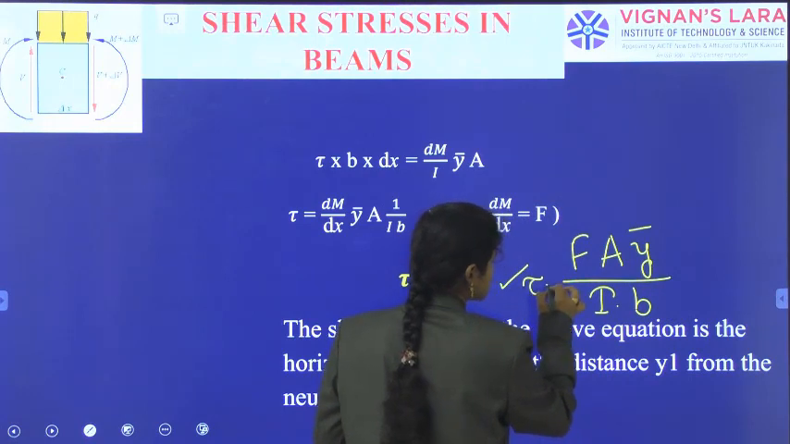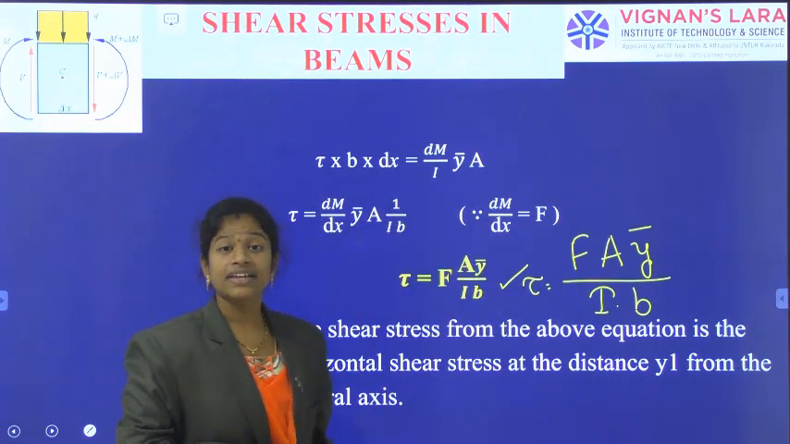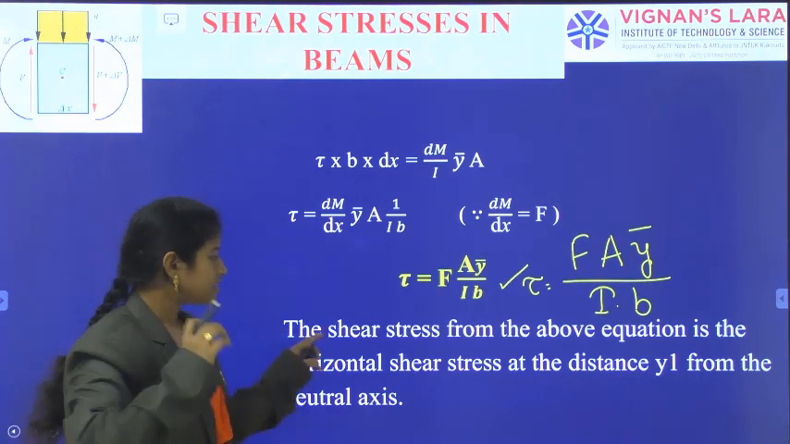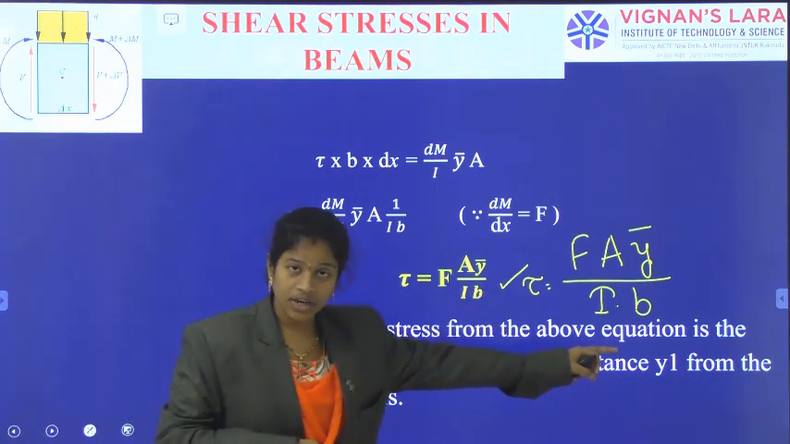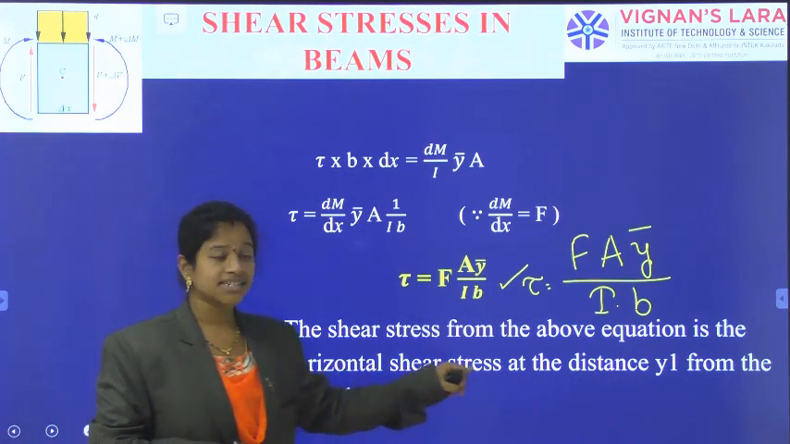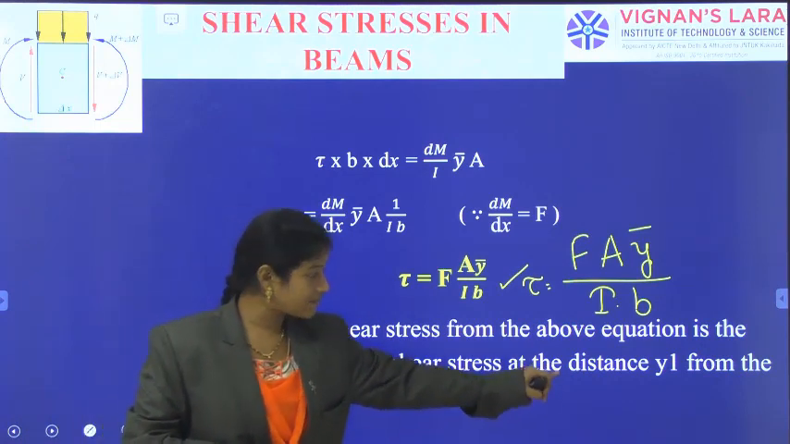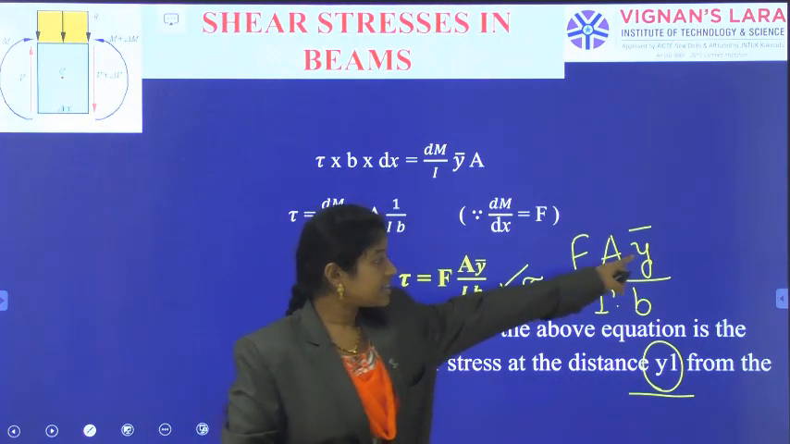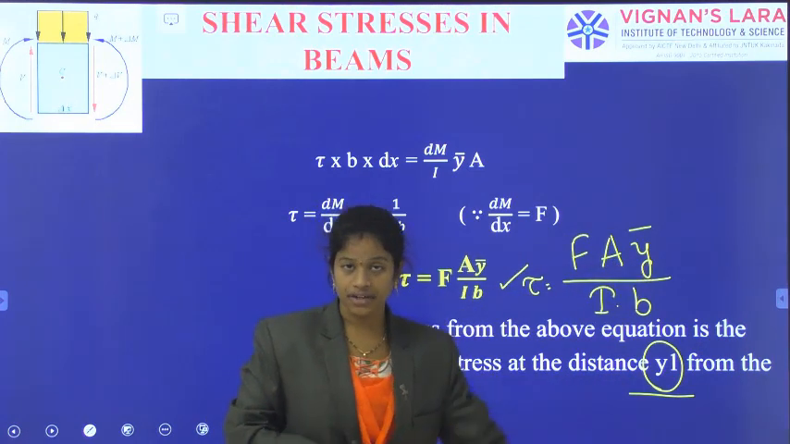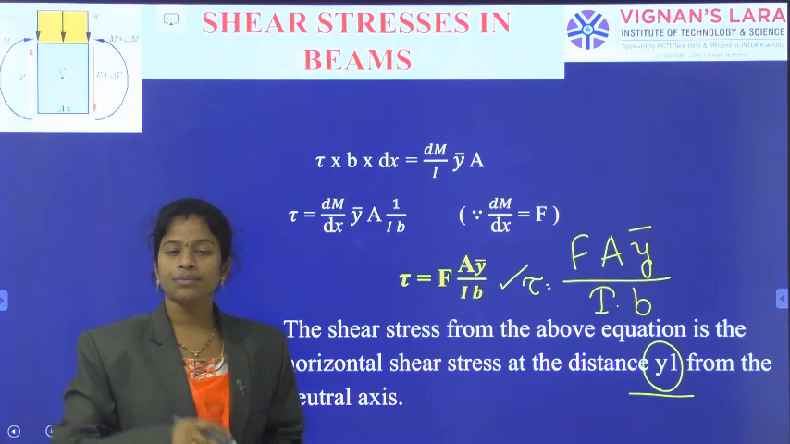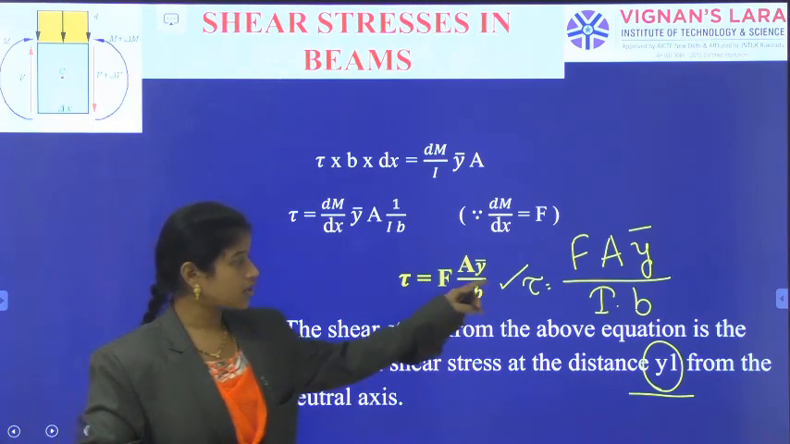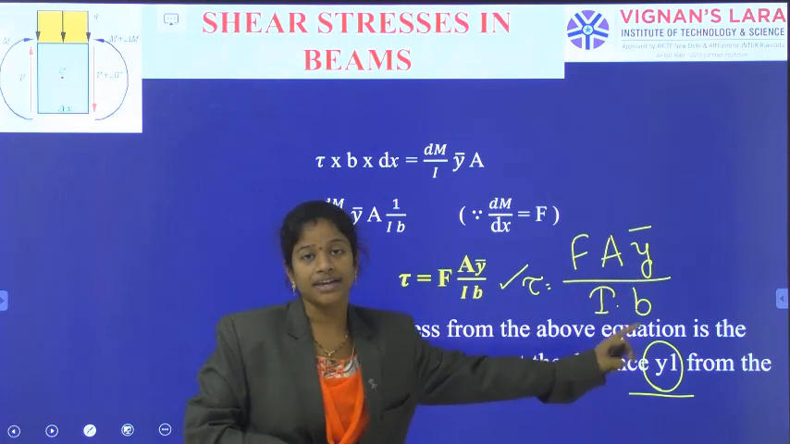This one is the shear stress at the level EF. Shear stress acting at the level EF. Okay, the shear stress from the above equation is the horizontal shear stress at a distance y1. See here, you have to remember this answer. This y bar is different and this one is different. So at a distance y1 from the neutral axis, when we want to calculate, this is the answer. So tau is equal to F A y bar by I into B.